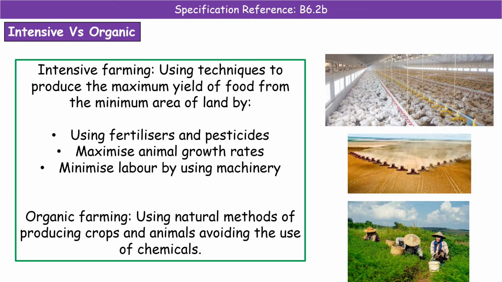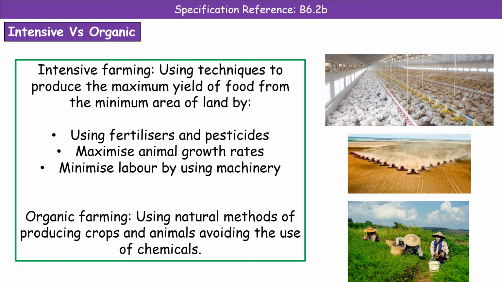We have two options for farming. Intensive farming is the go-to in modern times. This is using techniques to produce the maximum yield of food from a minimum area of land. So this is where we're going to use our chemical fertilizers and pesticides. We're going to do things that maximize animal growth rates, like keeping them inside relatively contained areas, making sure they've got heated areas, etc., so they're not wasting energy keeping themselves warm. And we're going to use a lot of machinery in order to work the land as well.